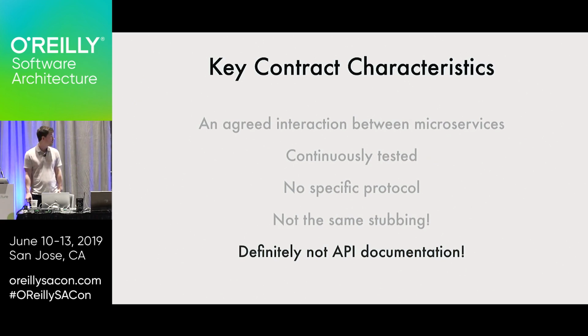And it's definitely not API documentation. API documentation is a description of an API. An API documentation is not continuously tested, and there's no guarantee that the underlying code implementation matches that API documentation.